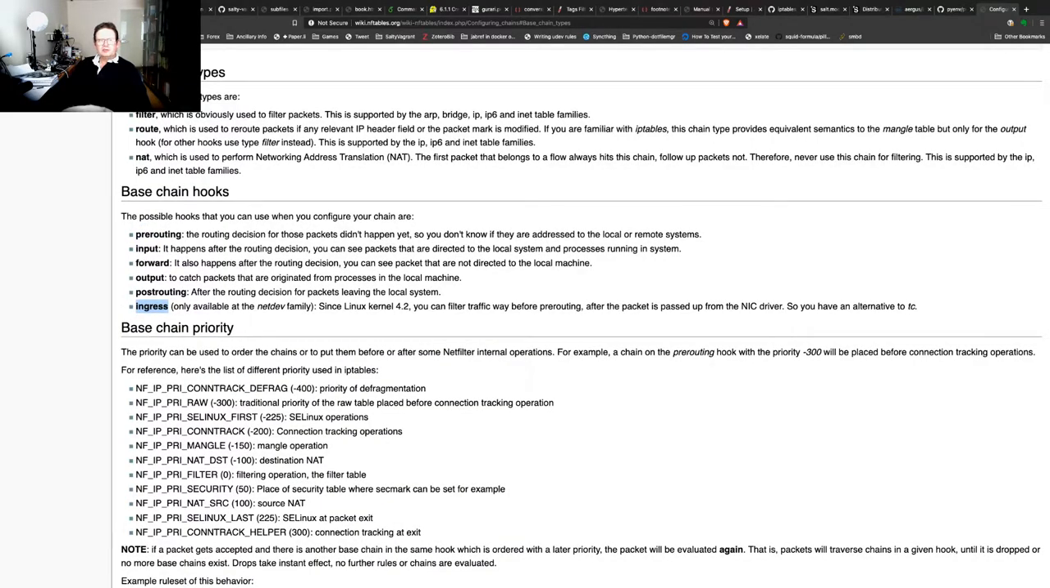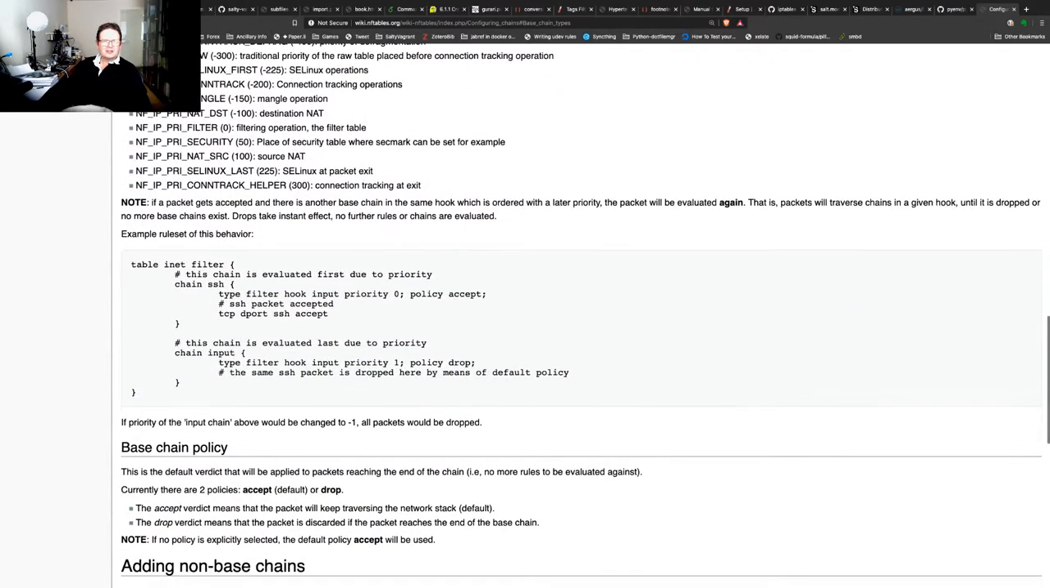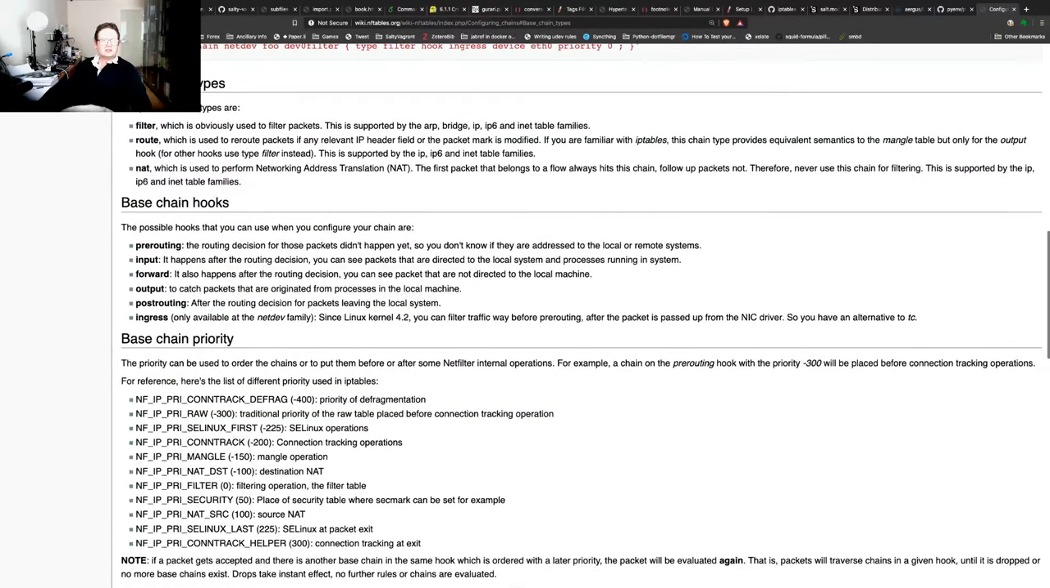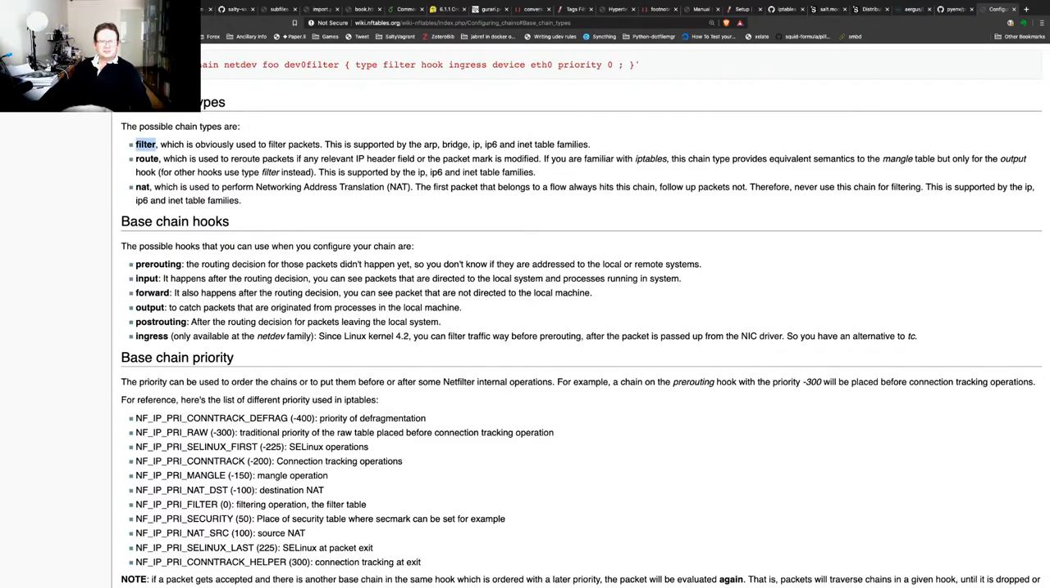So what's the relationship between chains and chained hooks? Well, if you look down here at this example, you can see they've created a chain called SSH, and this is the definition of the chain. This is the basic specification of the chain. It's not a rule per se, although this is a rule. Strictly speaking, this is the definition of what the chain is. So you can see it is of type filter, which is this filter up here.